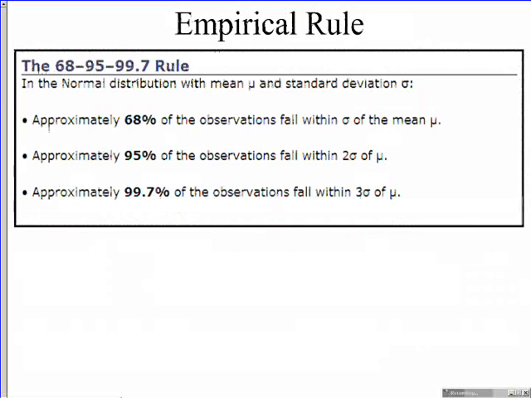Reviewing the empirical rule, we talked about this in section 2.1. 68% of the observations fall within one standard deviation of the mean. 95% of the observations fall within two standard deviations of the mean, and 99.7% of the observations fall within three standard deviations of the mean. Remember, the empirical rule only applies to symmetrical distributions.